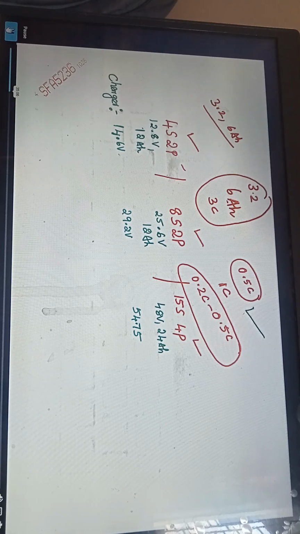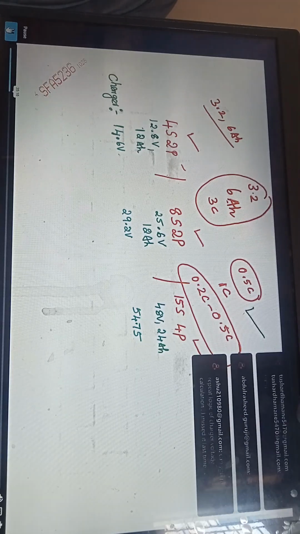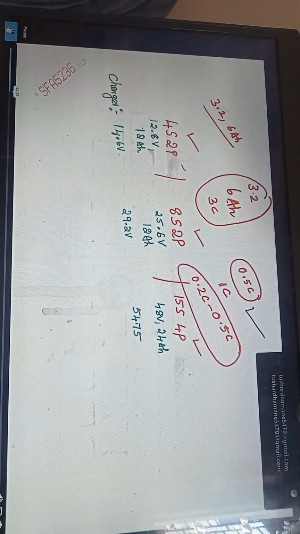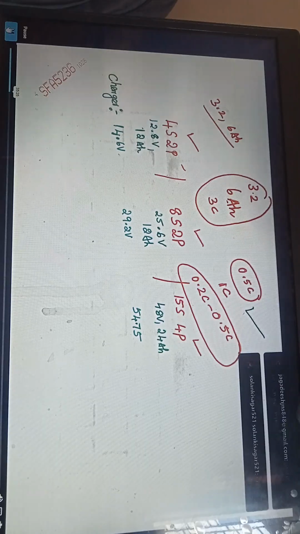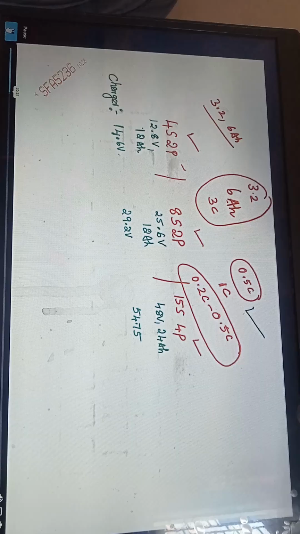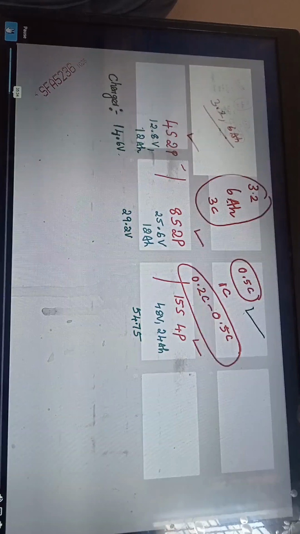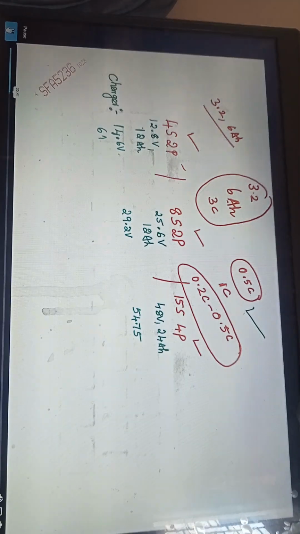4S2P. The maximum charger current. Going to choose 0.5 C. Very good. It is going to be 0.5 into C. What is the C rating? The C rating is 6H, totally 12H, correct? So 0.5 into 12 is 6 amps. So I'll be choosing a 6 amp charger, 14.6 volt, 6 amps charger.